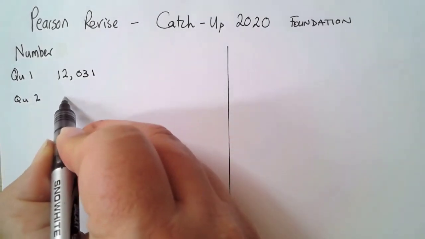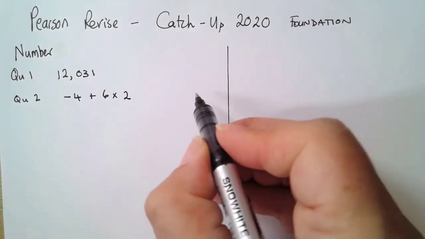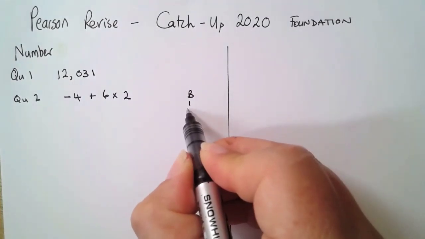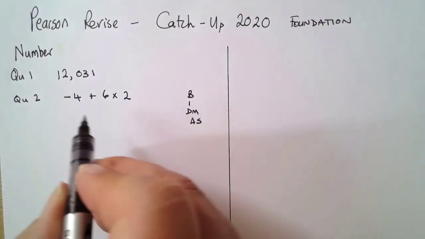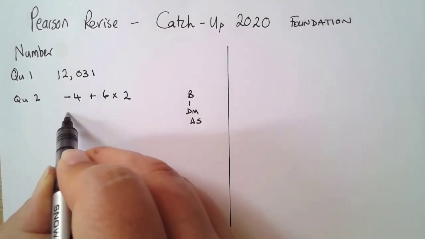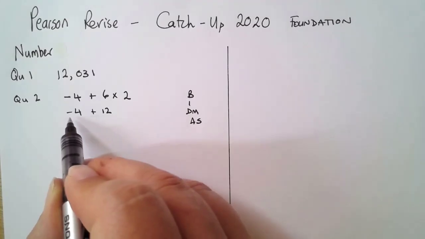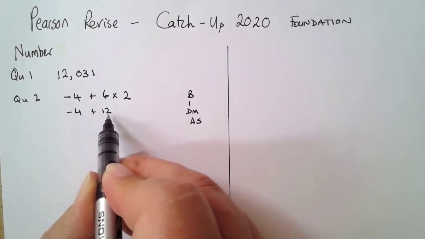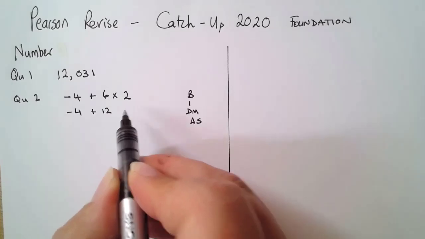Work out -4 add 6 multiplied by 2. We need to use BIDMAS. Multiplication comes before this add, so it's -4 add 12. Start at -4, we're moving upwards 12, and therefore we get the answer 8.